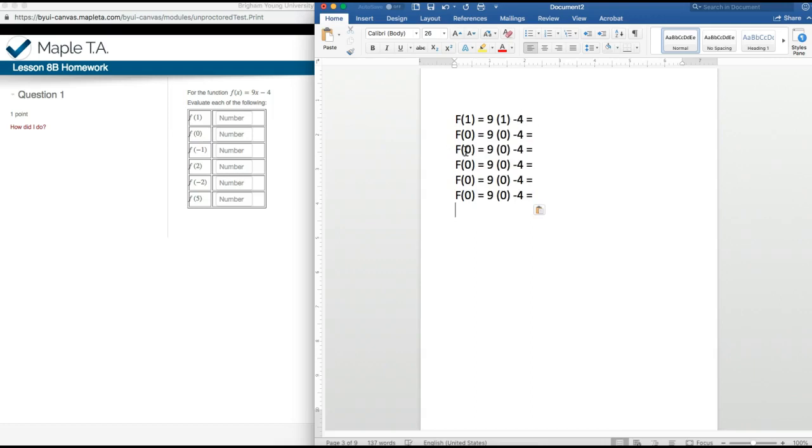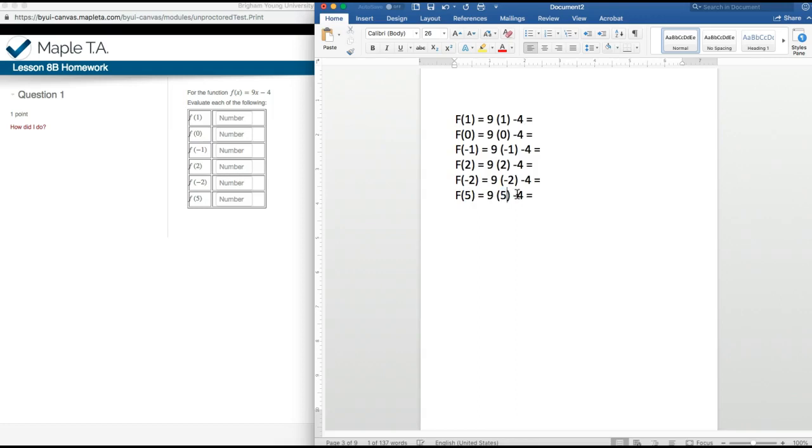Okay, and then we will just replace this with -1, 2, -2, and the last one is 5.